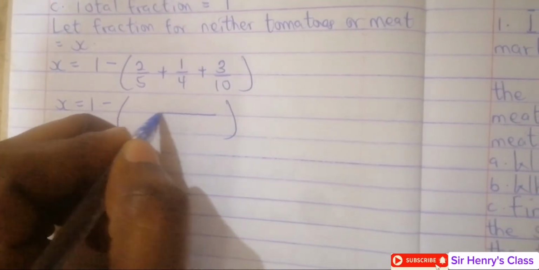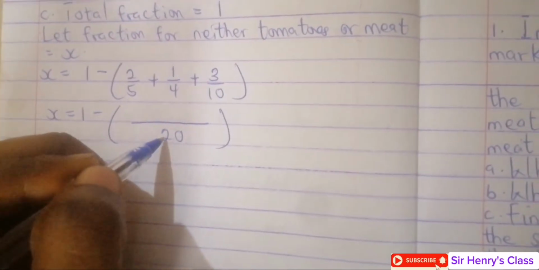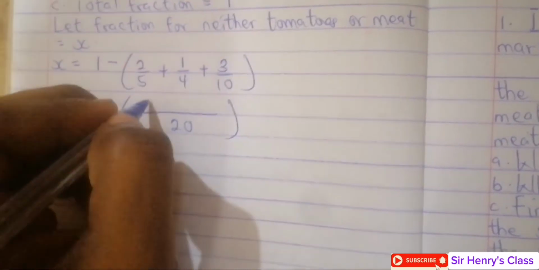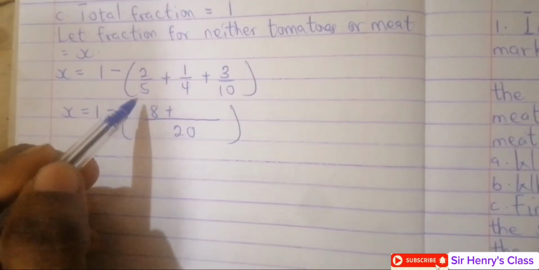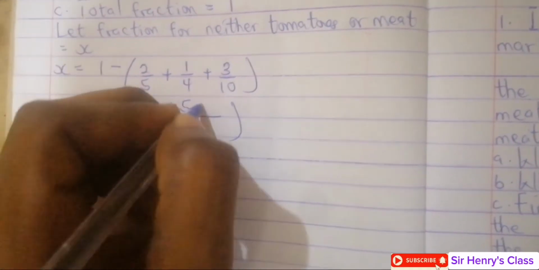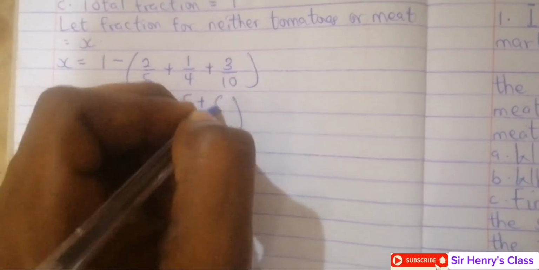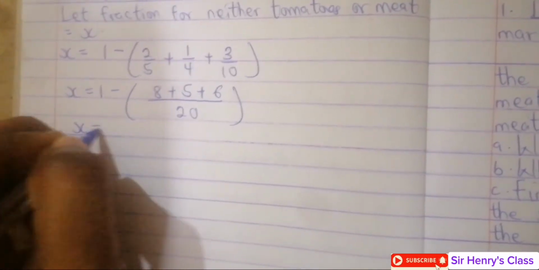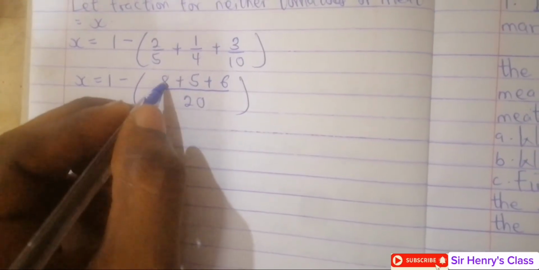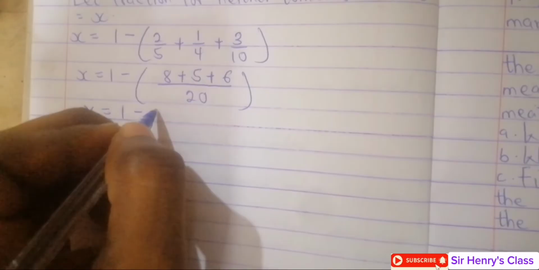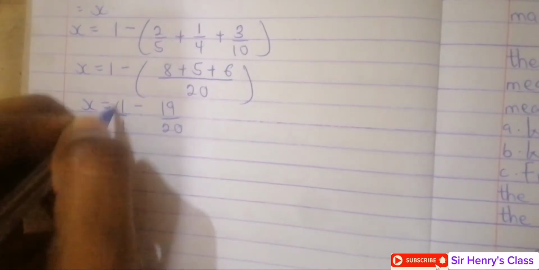So the LCM of 5, 4, and 10 happens to be 20. 5 into 20 is 4, times 2 is 8. 4 into 20 is 5, times 1 is 5. 10 into 20 is 2, times 3 is 6. So we have x is equal to 1 minus (8 plus 5 plus 6). 8 plus 5 is 13. 13 plus 6 is 19 over 20. So we are not done.